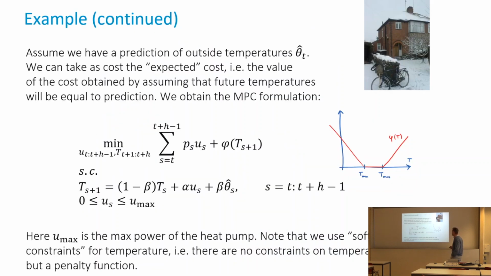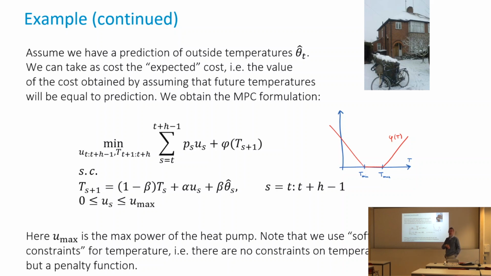So let's do it for David's house. I assume we have a prediction of the disturbance. So the disturbance is the outside temperature. So we need to have a prediction of the outside temperature. In fact, many heating systems have that. Simple predictions can be based on averages taken from the past years.